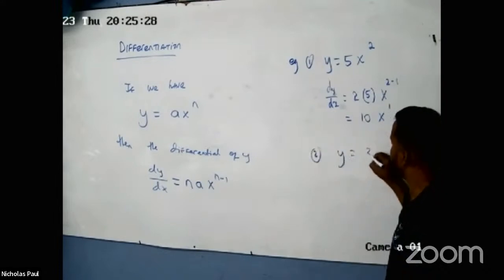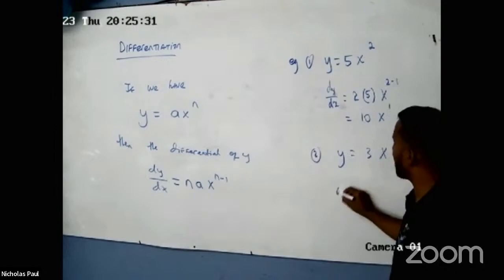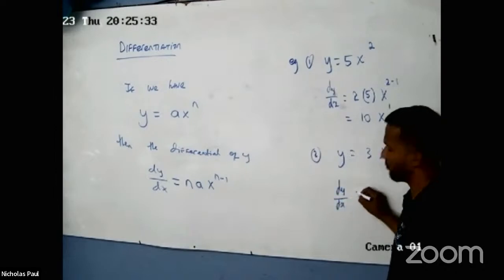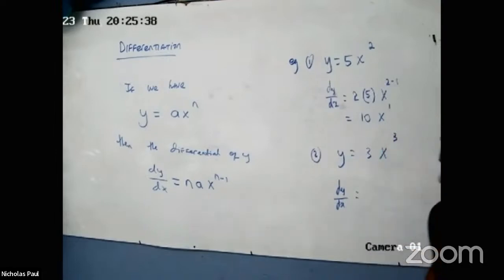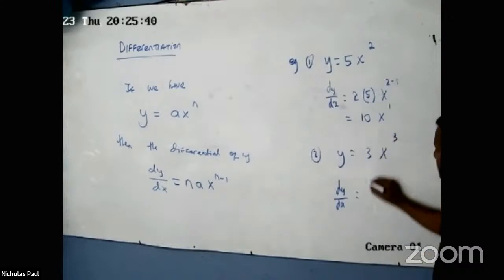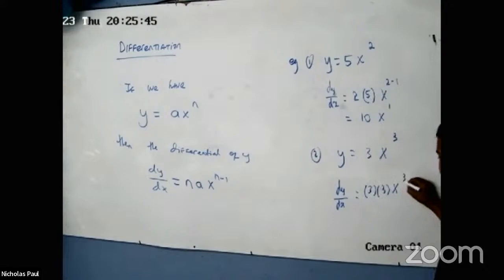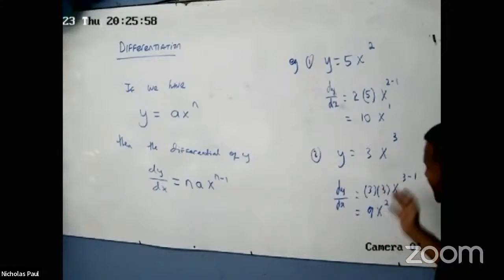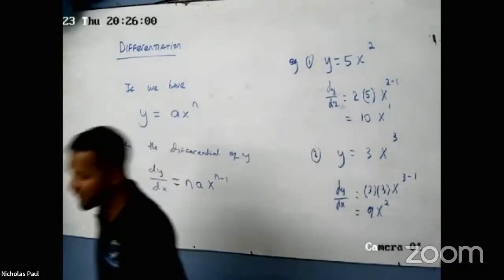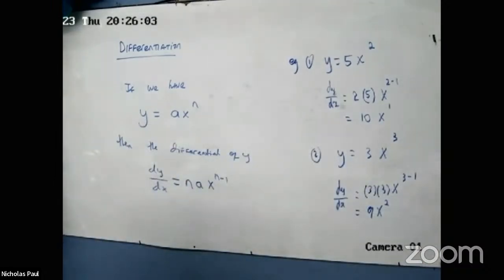So if we had to do this here, what do you think the answer will be? What would the answer be for this one? Bring down the 3, then 3 minus 1. So the answer is 9x squared. That's the way you differentiate. Of course, it wouldn't be that simple all the time, but yes, that's the way you differentiate. They just make it look a little more complicated. I'll show you. You've got to do a few.